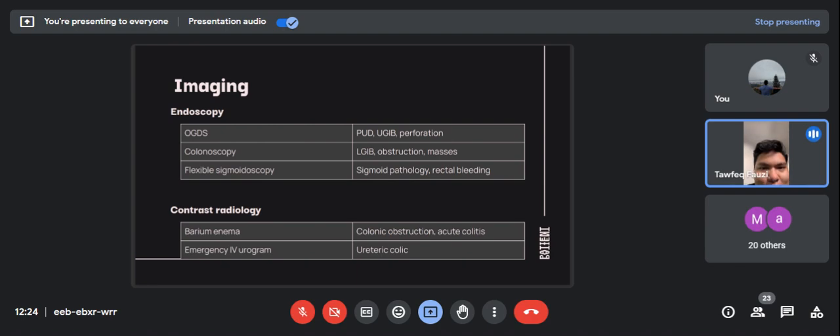So, if the patient presents with upper GI bleed, for instance, or if the history is suggestive of peptic ulcer, then we can do an OGDS. Similarly, for lower GI bleeds, symptoms of intestinal obstruction, we can do a colonoscopy to find the pathology, to locate, or a flexible sigmoidoscopy for sigmoid pathology, or if patients present with rectal bleeding.